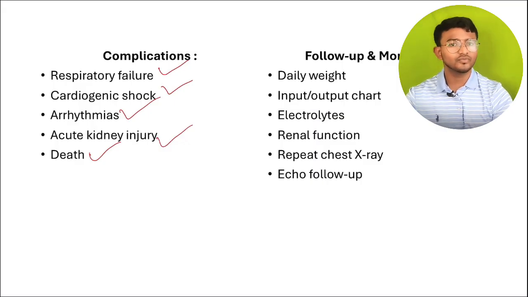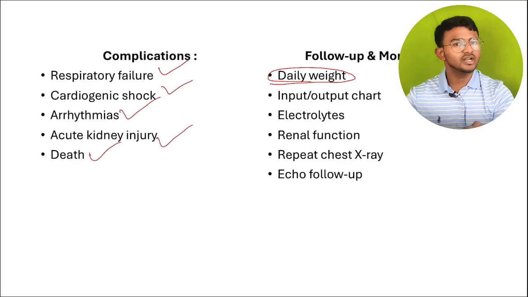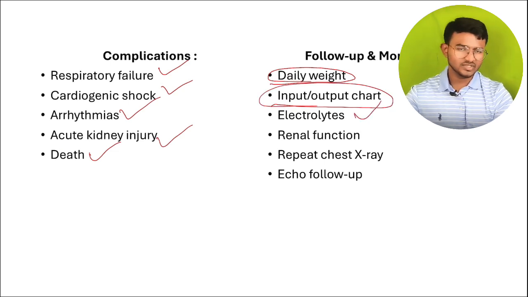So how do we do follow-up? We have to check daily weight, because after giving diuretics a large amount of urine will go out, so the fluid in our body will decrease. So we have to check the patient's weight. Next, we have to check input and output and electrolytes, because we used diuretics, so it can cause hypokalemia, and then it can cause arrhythmia, these types of things.